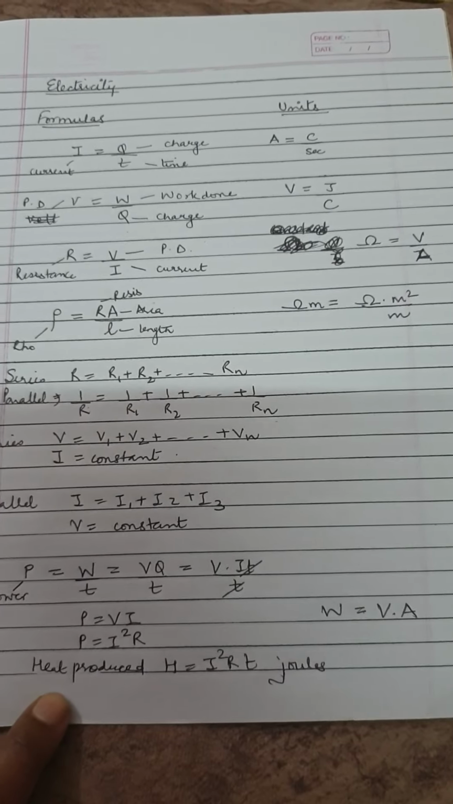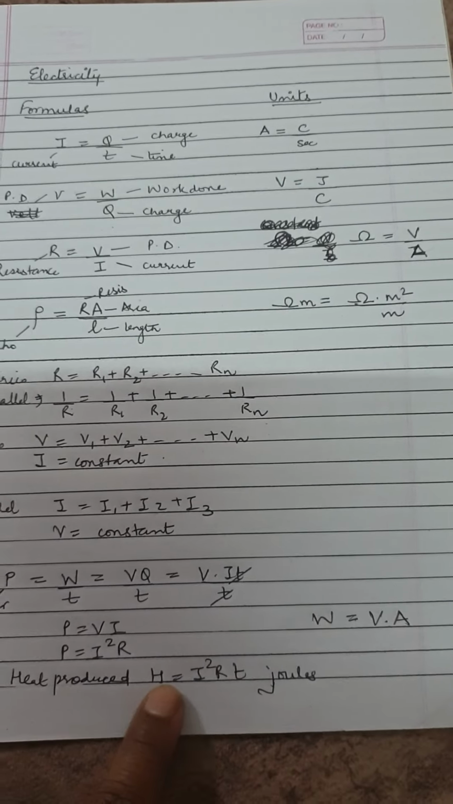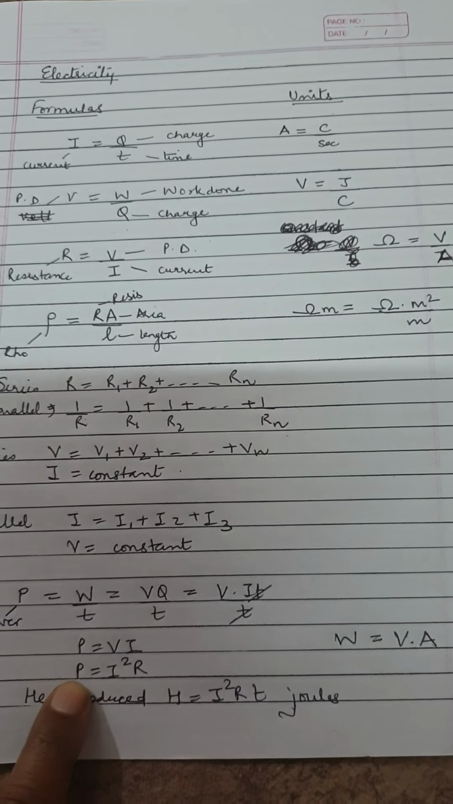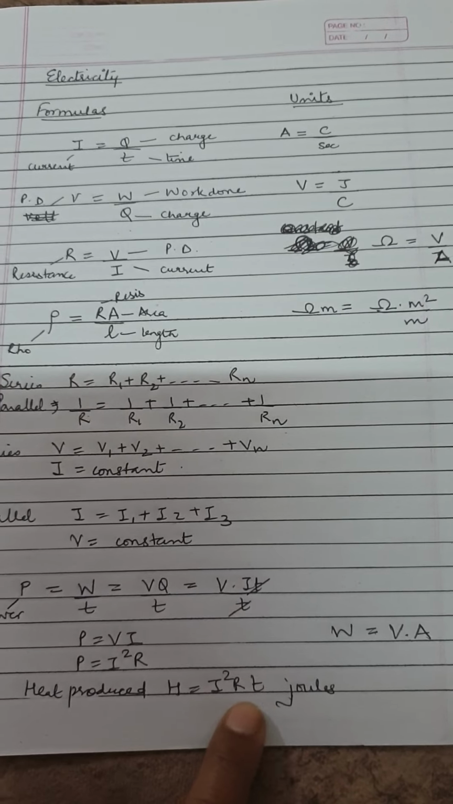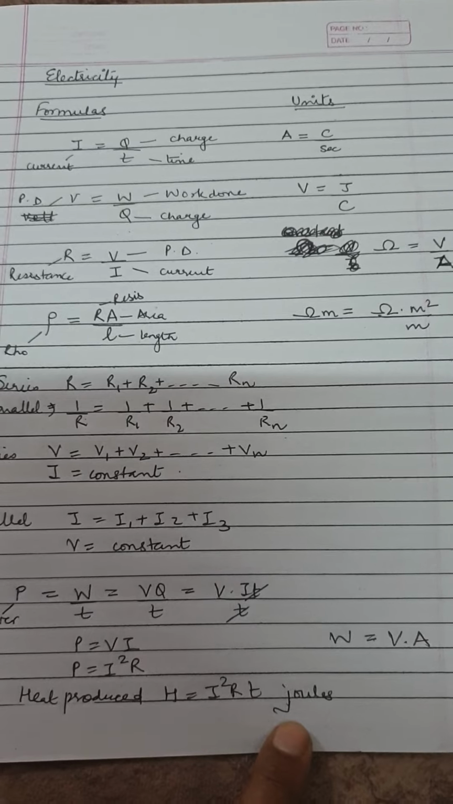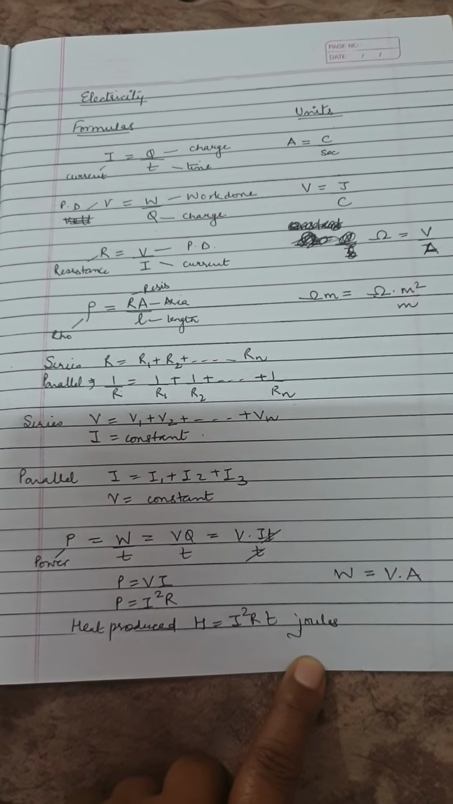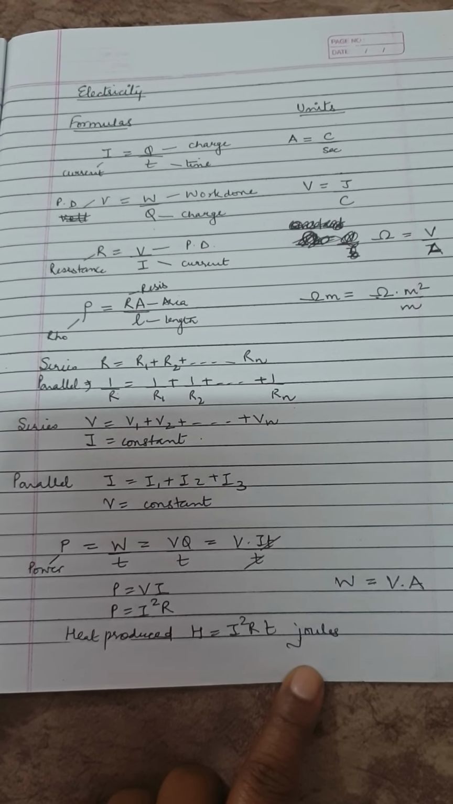And we can also obtain the formula for heat produced, which is I square RT. Power is I square R, and for a given period of time, it is I square RT, and heat is calculated in joules. So these are the summarized form of all the formulas required for class 10th electricity.